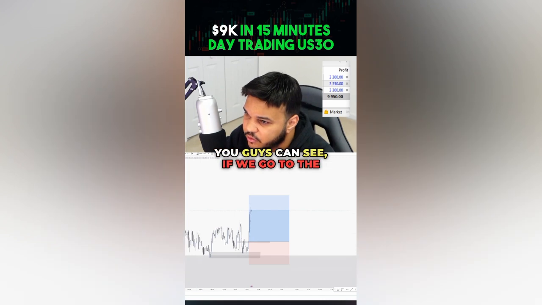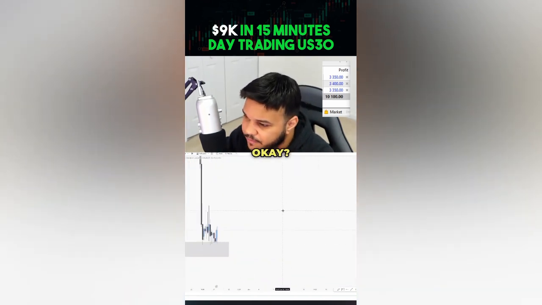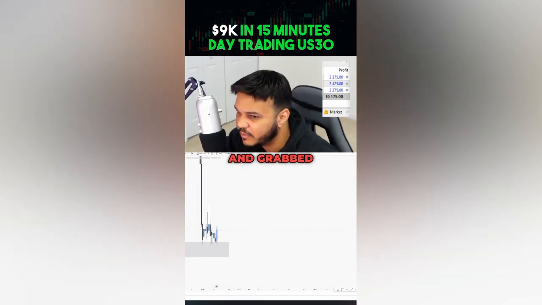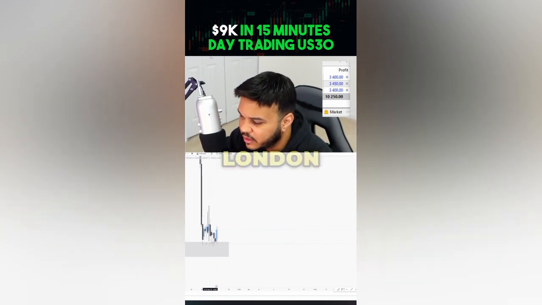You guys can see, if we go to the 4 hour, we kind of came into this 4 hour order block, the same thing on Friday. As you guys can see, we create a kind of double bottom thing, and then went all the way down and grabbed liquidity out of the swing, which is going to be this one right here. That liquidity grab was around, I think, London session.